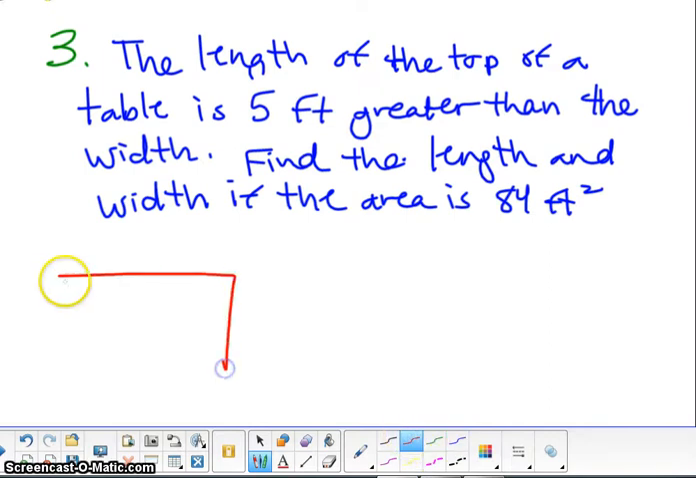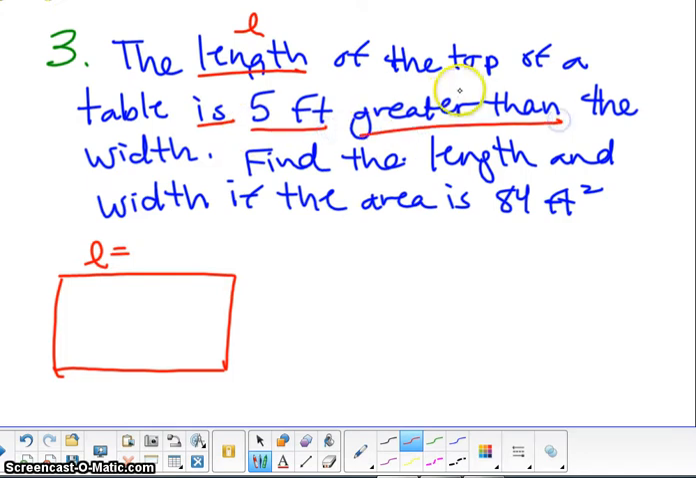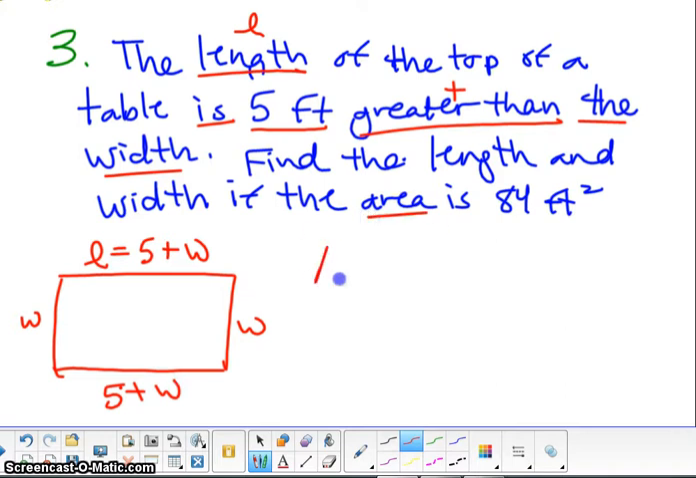So I'm going to go ahead and draw that table. And the length of the table, there's our keyword, we're going to call that L, there's our equal sign, 5 feet greater than, which is the keyword for addition, 5 greater than the width. Okay, so then the other side has no choice but to be W, because that is the other length. And if we're going to find the area of any rectangle, and you've probably seen it written like this before, where they have area of the rectangle equals length times width or base times height.